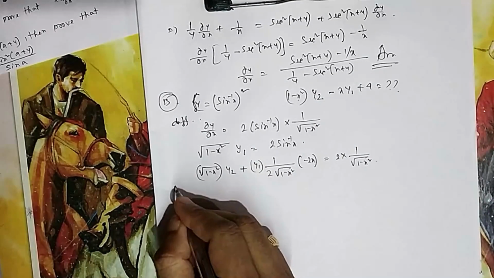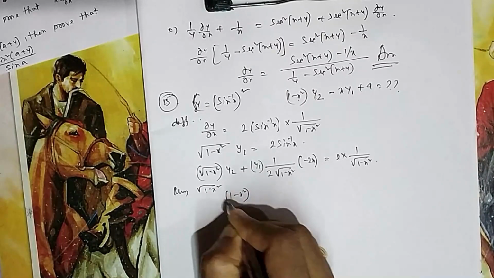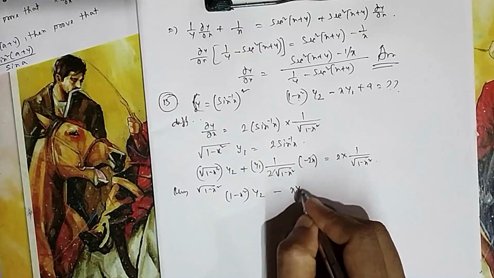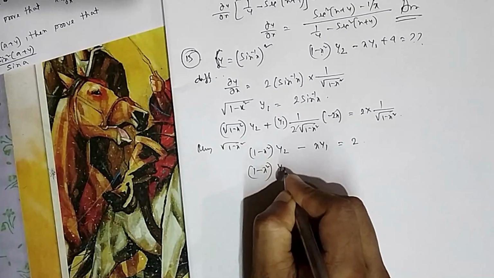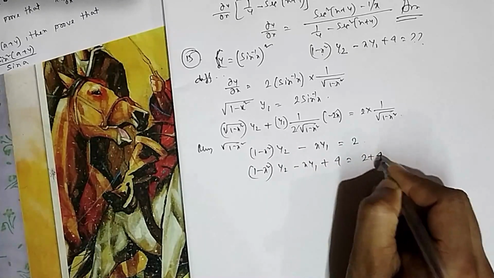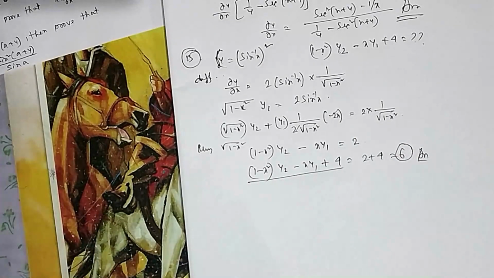So if you take multiplying both sides by root 1 minus x square, it will be 1 minus x square y2, then minus 2 gets cancelled, x y1 is equal to 2. So what they are asking, this one is okay, minus x y1, they are asking plus 4. So you add plus 4 both sides, so your answer is 6. So this is your answer. So this plus 4 will be equal to 6.